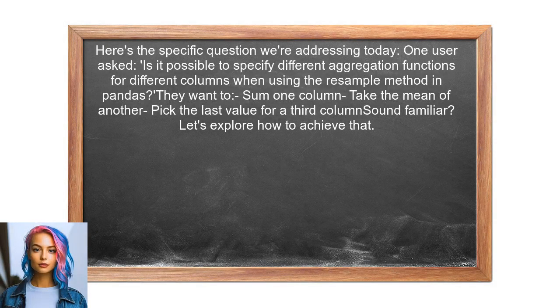Here's the specific question we're addressing today. One user asked, is it possible to specify different aggregation functions for different columns when using the resample method in Pandas? They want to sum one column, take the mean of another, and pick the last value for a third column. Sound familiar? Let's explore how to achieve that.